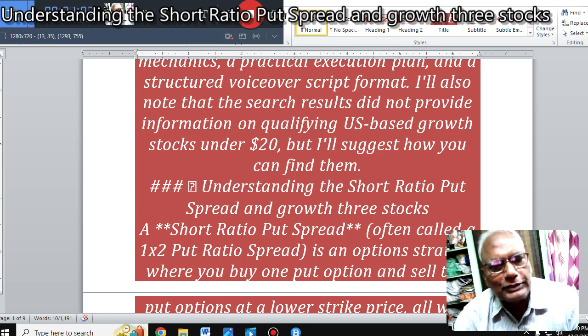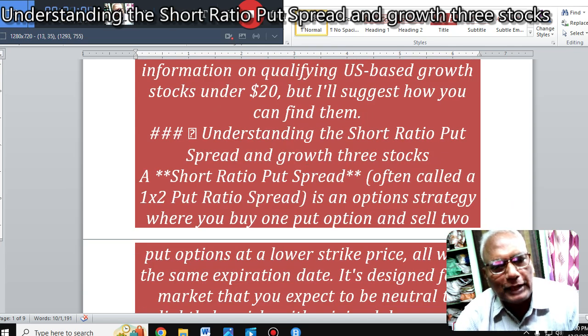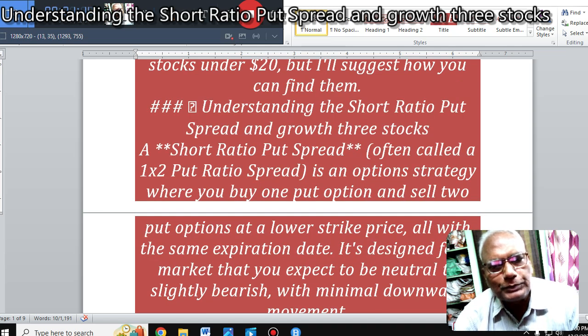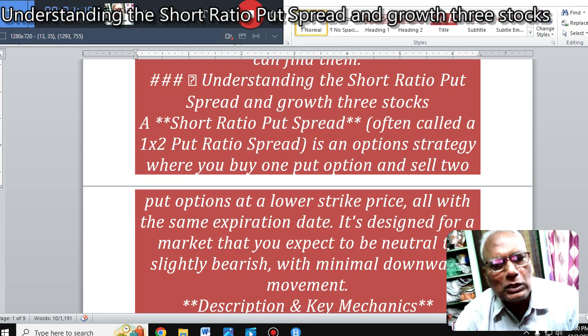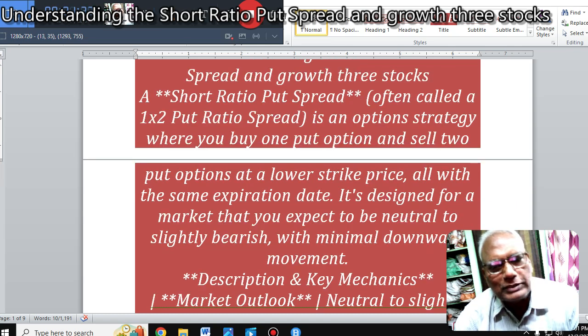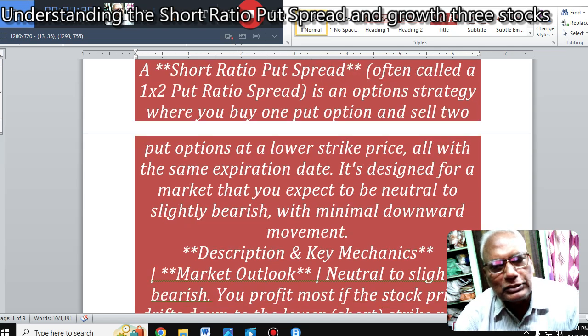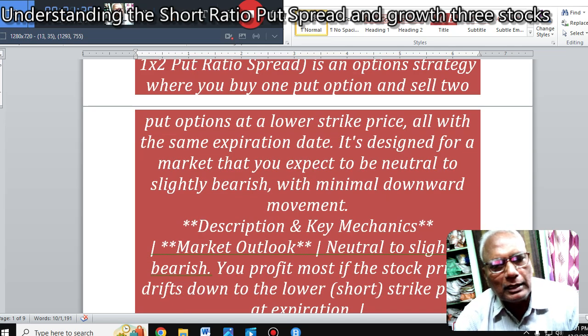Understanding the short ratio put spread and growth stocks. A short ratio put spread, often called a 1:2 put ratio spread, is an option strategy where you buy one put option and sell two put options at a lower strike price, all with the same expiration date. It's designed for a market that you expect to be neutral to slightly bearish with minimal downward movement.